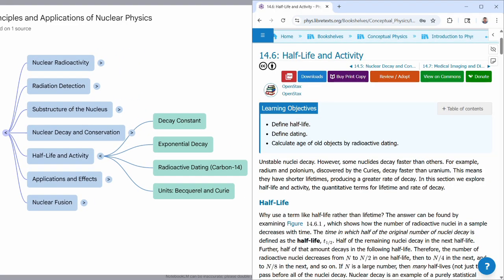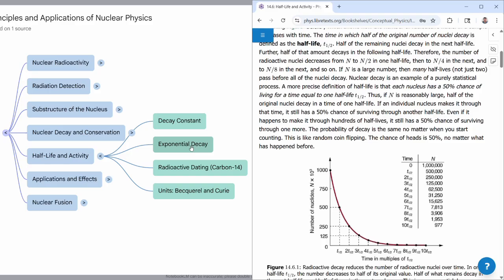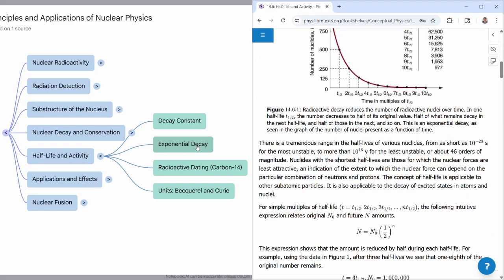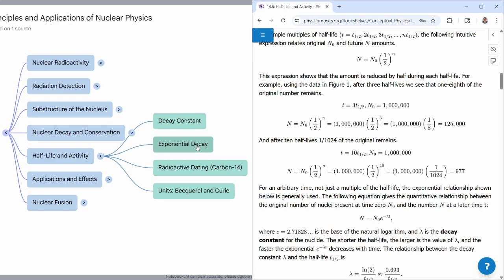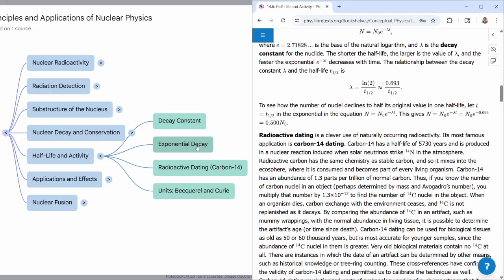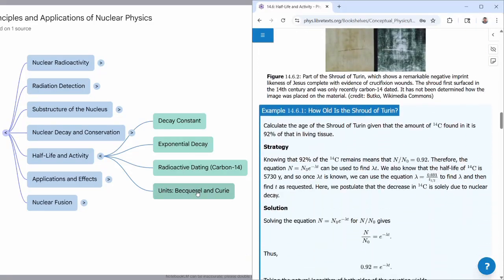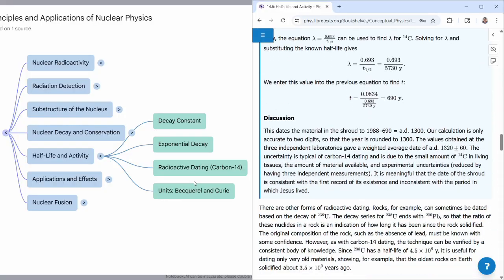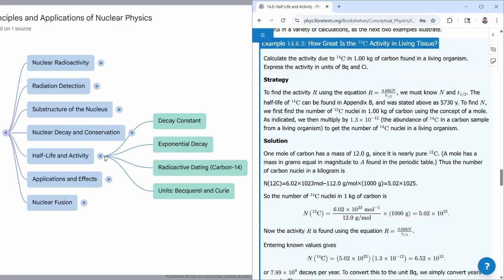Decay constant, exponential decay, we focus on less complicated math, just handling half-life. You will see that in homework, and I do have a homework help video in lecture 29 that will walk you through the calculation. And these units, I don't think I even mentioned them. And radioactive dating, there's a homework example. All right, let's keep going.